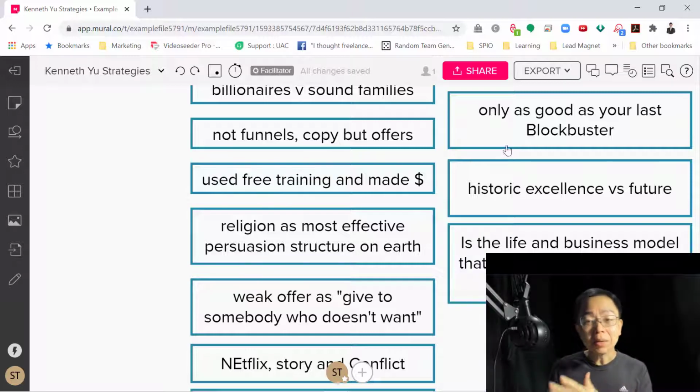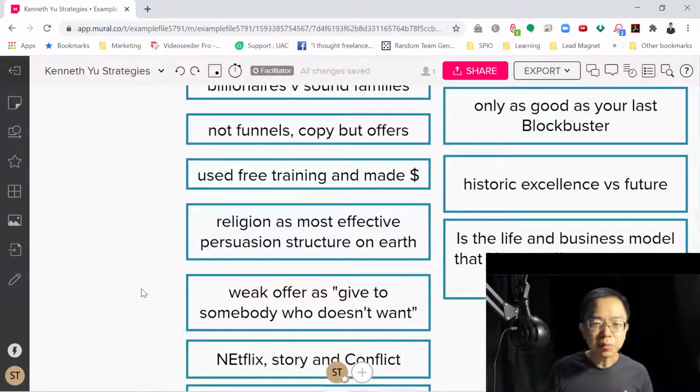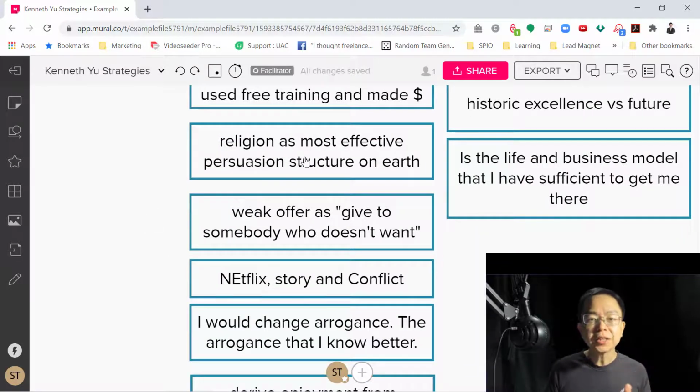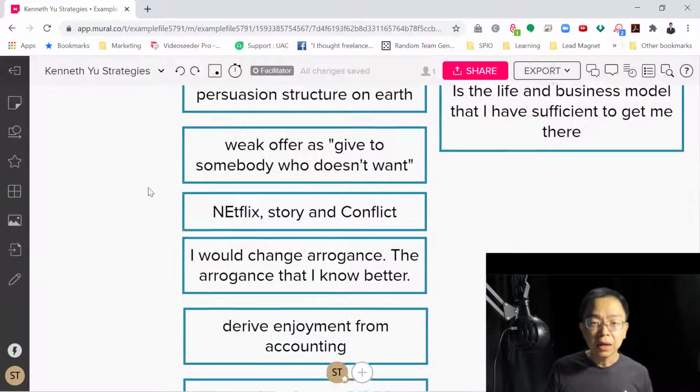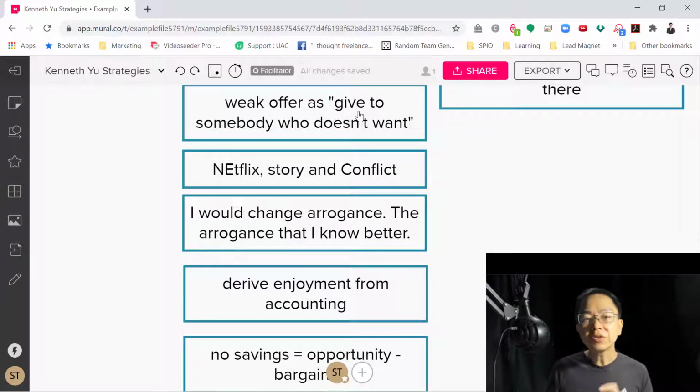Use free training and make money. I already mentioned this earlier on in the aspirational contrast. Religion is the most persuasive structure on earth. Interesting, because now I had an expectation that maybe the most effective persuasion structure was something else, but now you're saying it's religion? Okay, now I'm interested to explore it. A weak offer is something that you give to someone who doesn't want it. Again, I expected a weak offer to be something else, but then you told me it's just the person to whom I'm offering it.